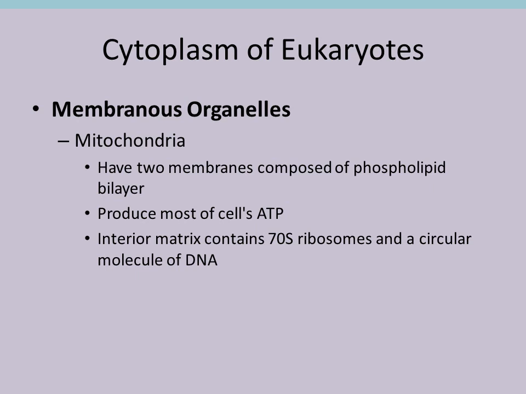The mitochondria is a double-membraned organelle, so it has two layers. This is the powerhouse of the cell. This is where most of the ATP is going to be produced. Something interesting about the mitochondria is that in the internal matrix of it, it does contain 70S ribosomes, and it does contain circular DNA. If you remember, that is what is found in prokaryotic cells, not eukaryotic cells. But we're talking about eukaryotic cells right now.